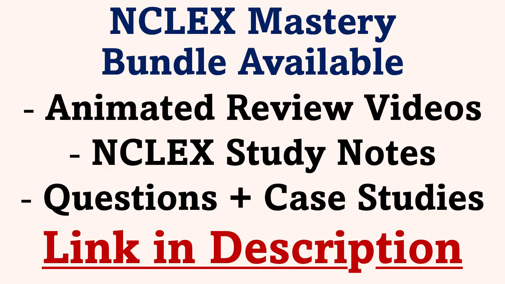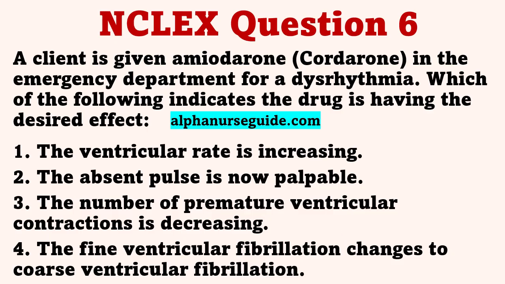Back to the questions. A client is given amiodarone in the emergency department for a dysrhythmia. Which of the following indicates the drug is having the desired effect? 1. The ventricular rate is increasing. 2. The absent pulse is now palpable. 3. The number of premature ventricular contractions is decreasing. 4. The fine ventricular fibrillation changes to coarse ventricular fibrillation.